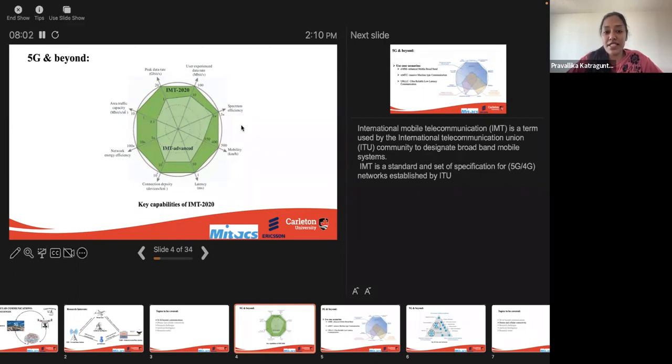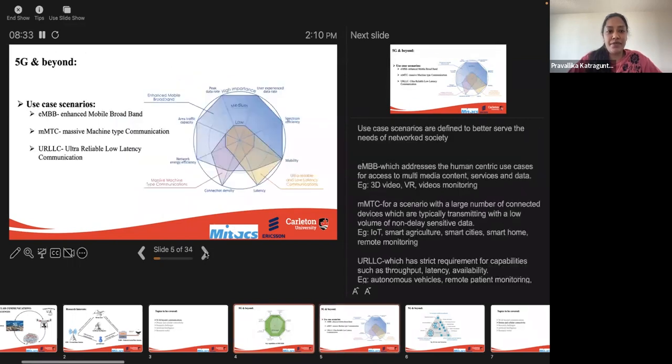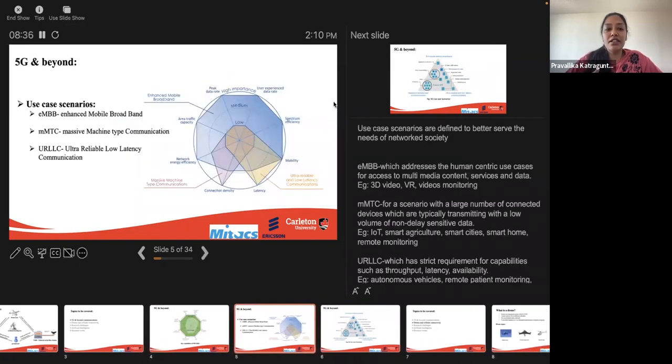And spectral efficiency is one of the other key capabilities. Spectral efficiency, or bandwidth efficiency, is the amount of data transferred in a given amount of time from sender to receiver. So if we see these 8 different capabilities, for each capability we can see that 5G is providing better service than 4G in many key capabilities.